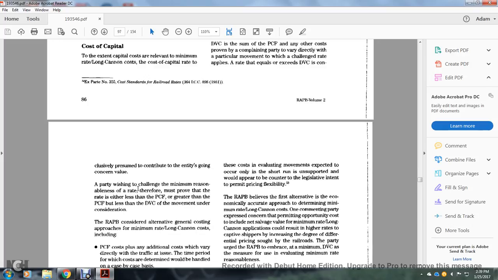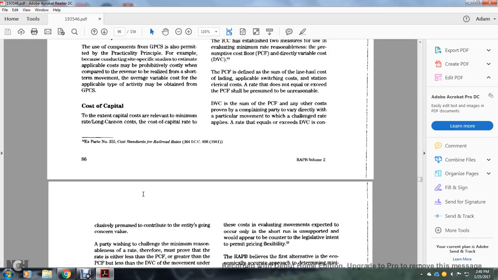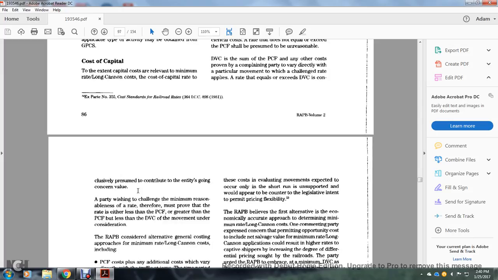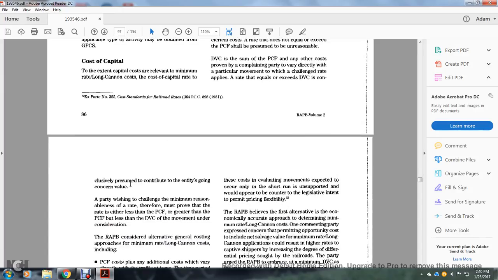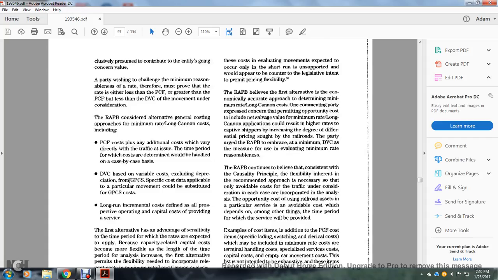A party wishing to challenge the minimum reasonableness of the rate must therefore prove that the rate is either less than the presumptive cost floor, or greater than the presumptive cost floor but less than the direct variable costs of the movement under consideration.